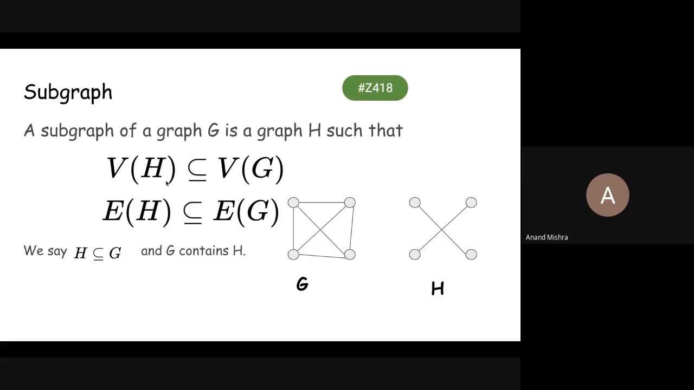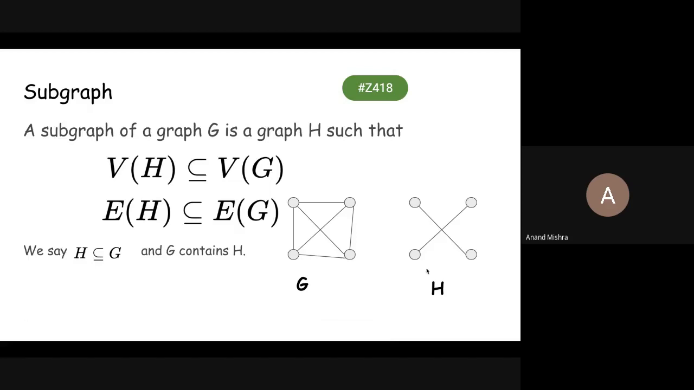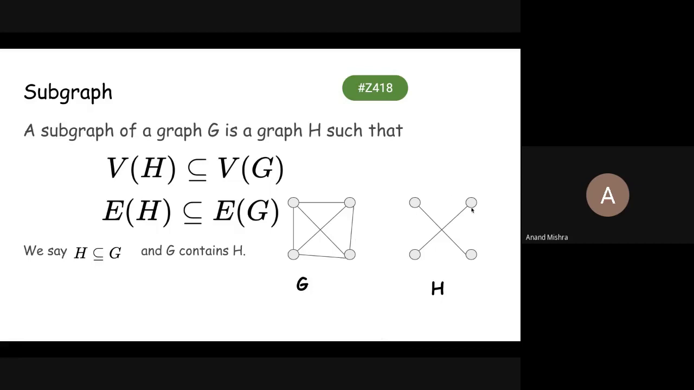The vertices are a subset. Edges are also a subset, right? Vertices are a subset as well as edges. And we say that H is a subset of G, graph G. H is a subgraph of G, and G contains H. This is how we read it. So this is, for example, a graph G, and H is a subset of this, right? Because all the vertices are there and some edges are removed. It's also possible that you remove some of the vertices. Even then, this will be a subgraph.